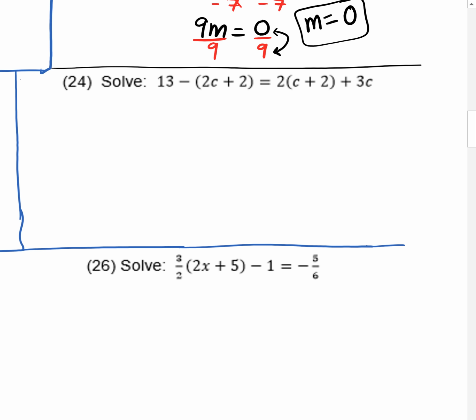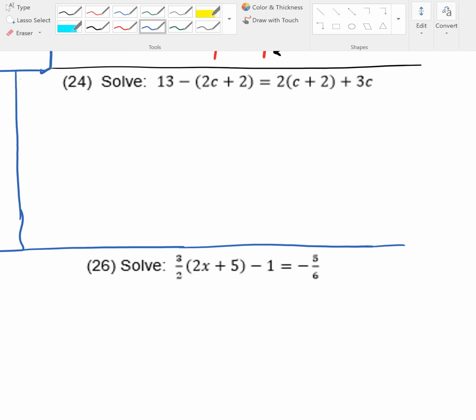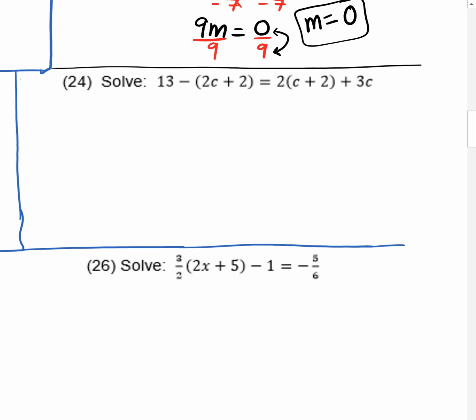Alright, let's try number 24. This one looks sort of similar. It's got two things to distribute. We have a negative on the left that needs to be distributed, and a 2 on the right that needs to be distributed.